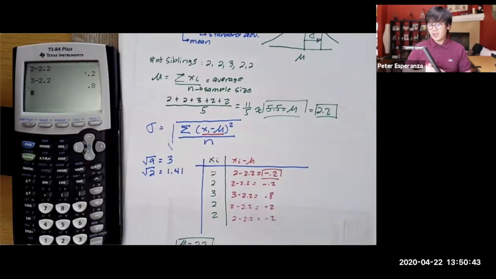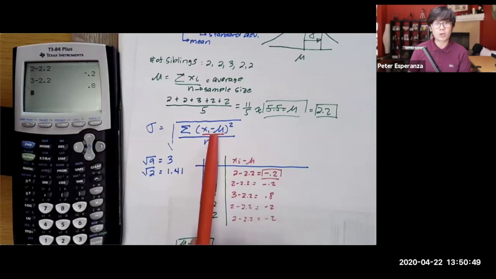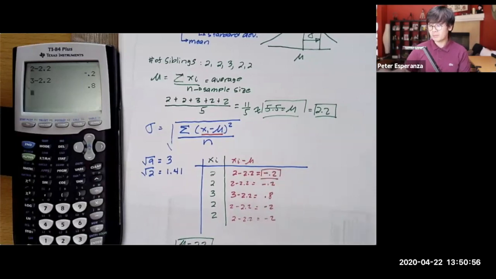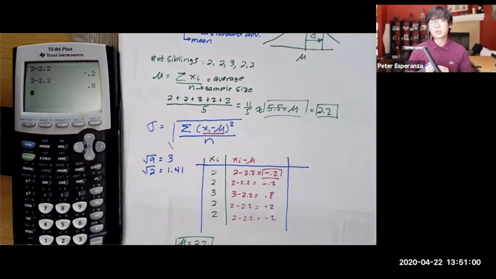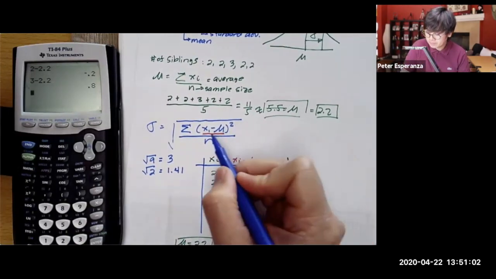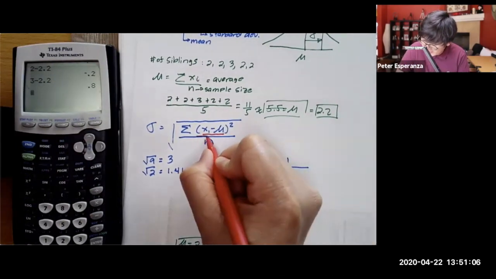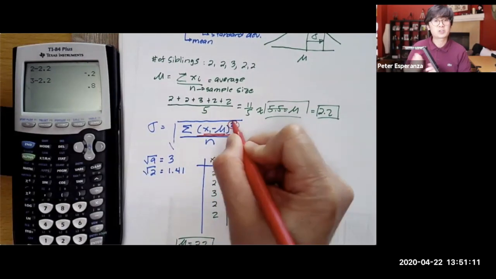All right. So that is our second column. We're basically just producing this part of our formula for the standard deviation, and that is column 2. Now for the next column, column 3, we're going to use the calculator again. We're going to produce this: x minus mu squared.